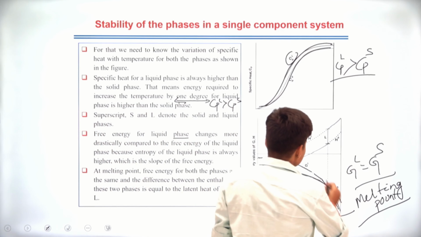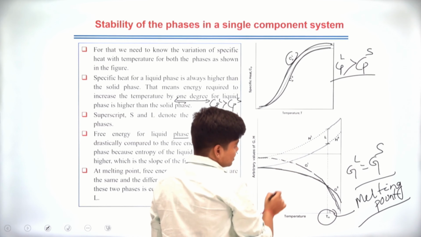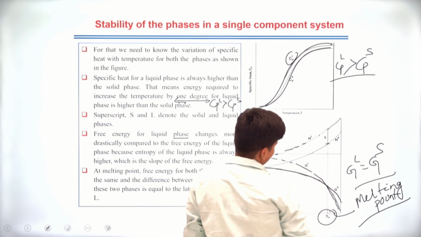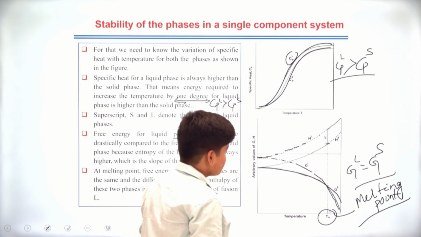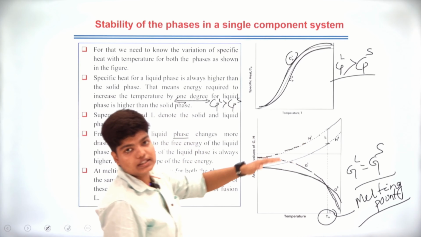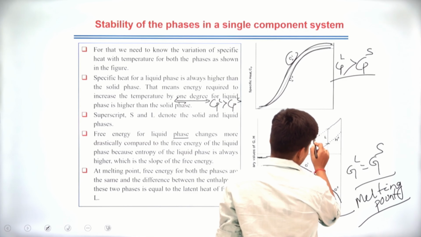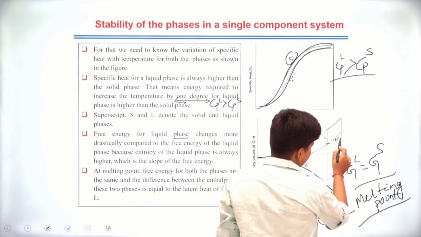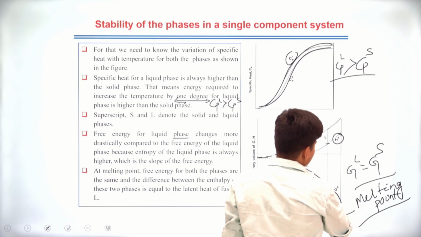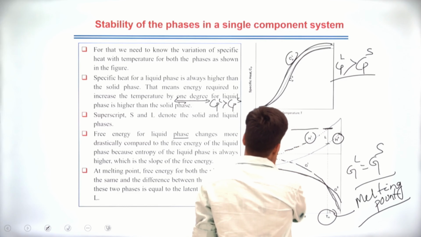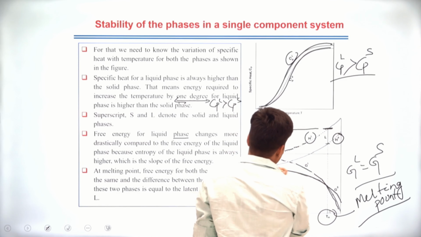So now, for enthalpy, the slope of the enthalpy is in the upward direction, because at constant pressure, if you are increasing the temperature, the enthalpy will be increasing. So here the enthalpy for the liquid phase will be greater than the enthalpy for the solid phase.